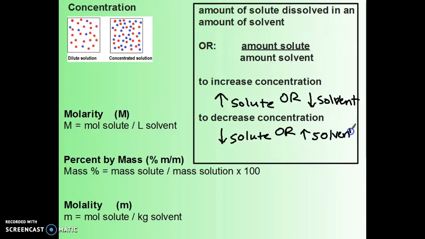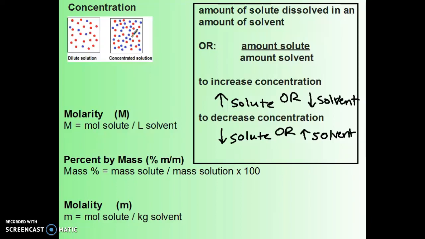Or if we think about a typical solution, our solvent is this white space. It's usually a liquid, because usually we have a solid dissolved in a liquid. And our solute would be represented by the red and blue particles. Okay. So the three equations that you need for concentration are molarity, percent by mass, and molality. These three equations are listed here.